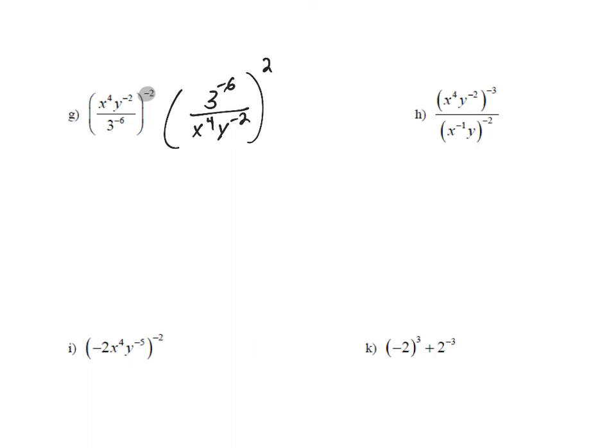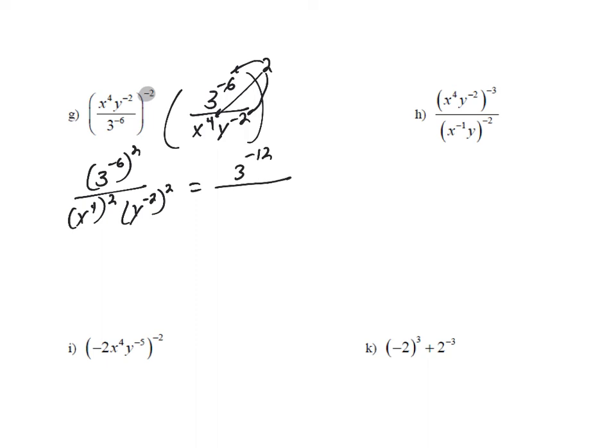Now I'm going to distribute my negative 2 to each factor. So I have 3 to the negative 6 squared over x to the 4th squared times y to the negative 2 squared. Well, that's power to a power, so 3 raised to the negative 12 over x to the 8th times y to the negative 4th.